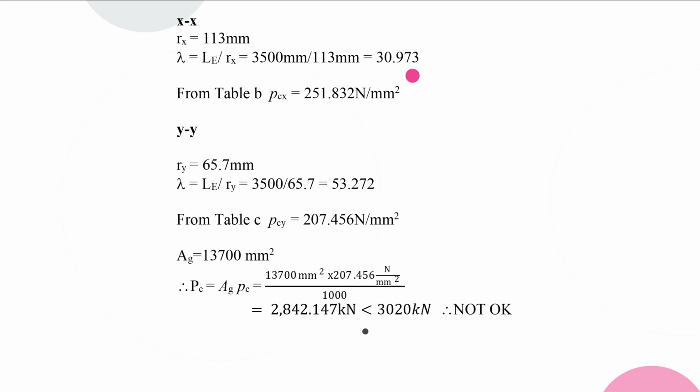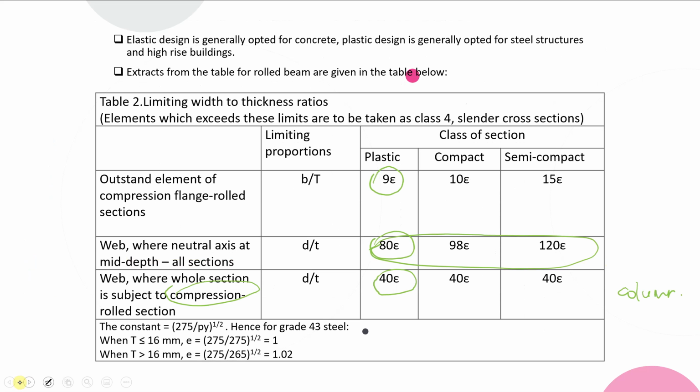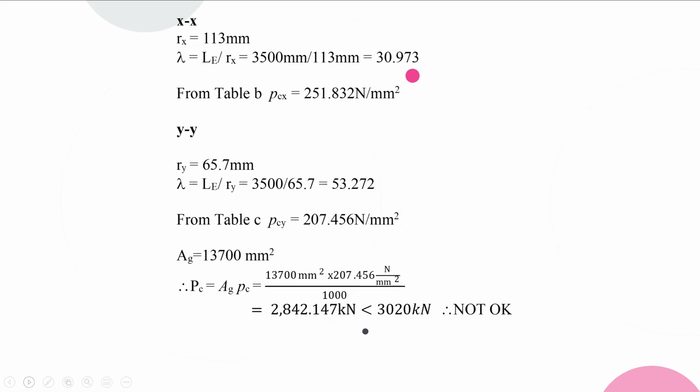First we check Rx, which is the radius of gyration. Since it is for the x-axis, we check Rx. So we look at this one, where is Rx? The radius of gyration, this is 11.3. So 11.3 is in centimeter. When you convert it to mm, it becomes 113 mm.